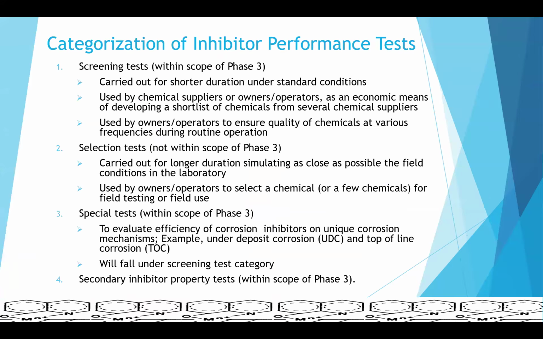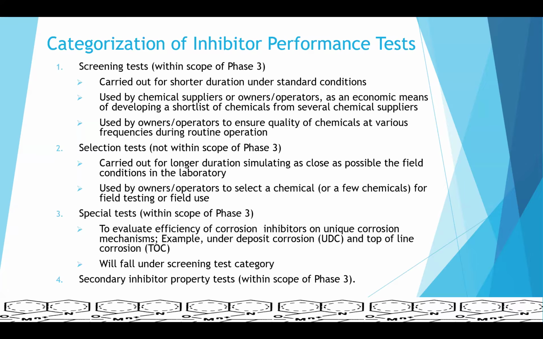Again, when we are talking about standardization, we categorized the inhibitor performance tests into 4 categories: screening test, selection test, special test, and secondary inhibitor properties test. Screening test is within the scope of phase 3.